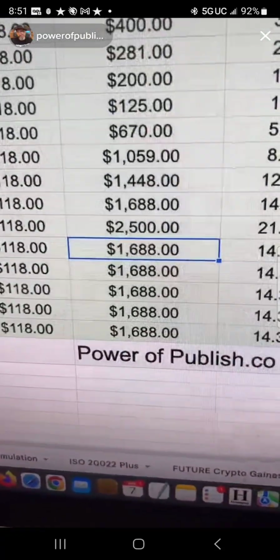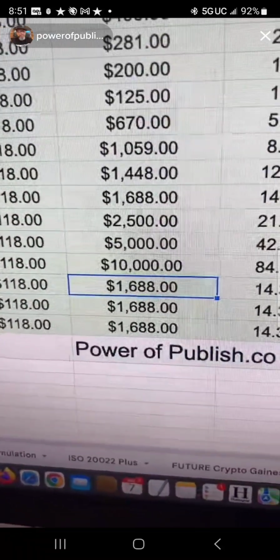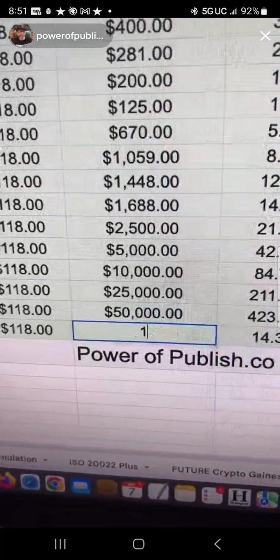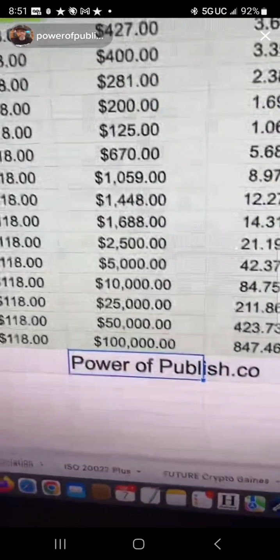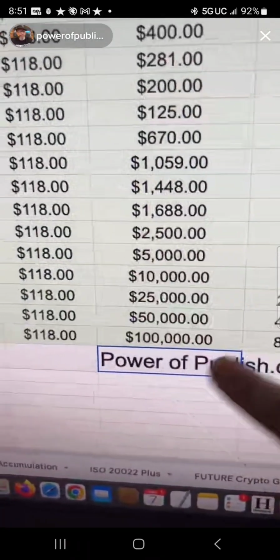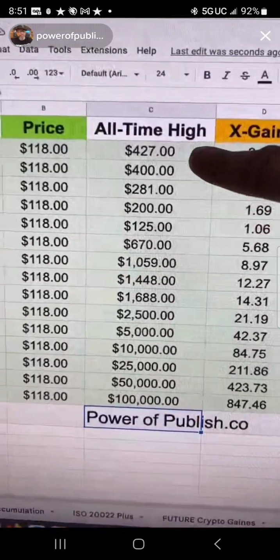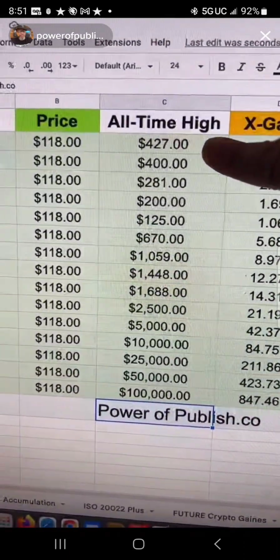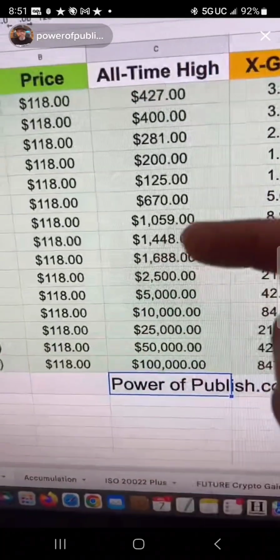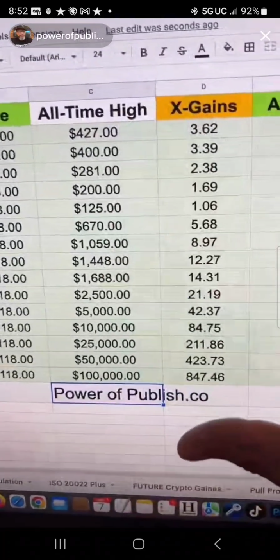$2,500 Quant, $5,000 Quant, $10,000 Quant, $25,000 Quant, $50,000 Quant, $100,000 Quant. Quant is going to do numbers that look like this in the future. Are you paying attention now? That's your old all-time high. You haven't seen anything yet. This project is going to do one of these numbers. It doesn't matter whether you believe me or these other smart people telling you that. I'm just going to show it to you in case you wanted to know.